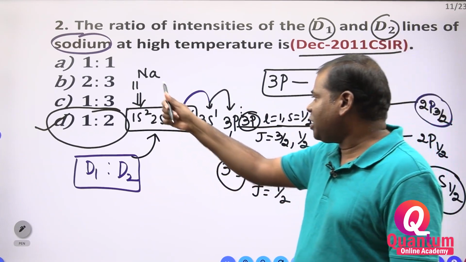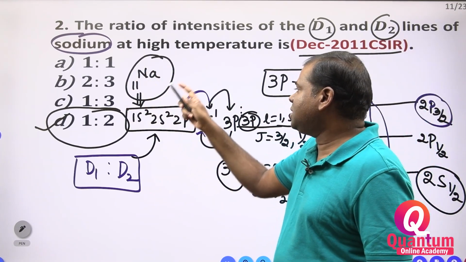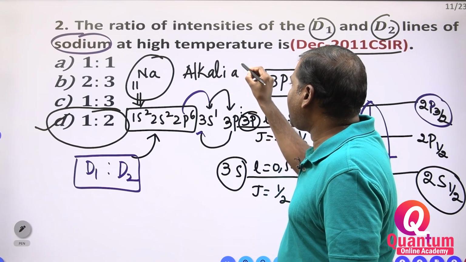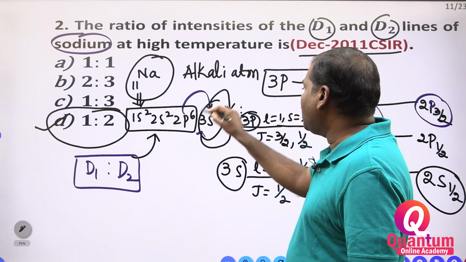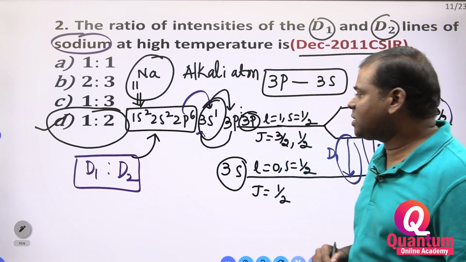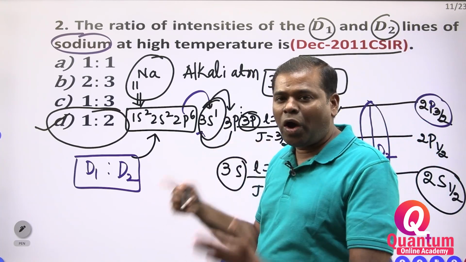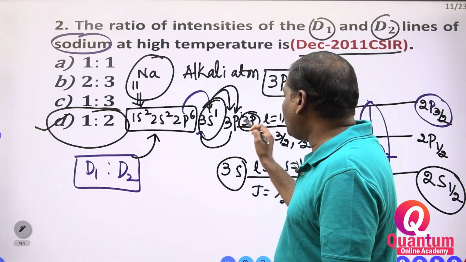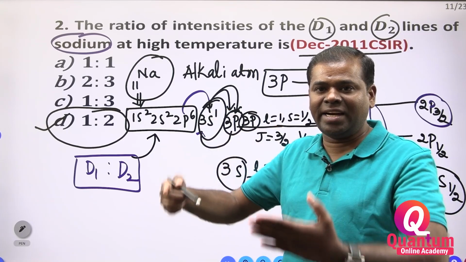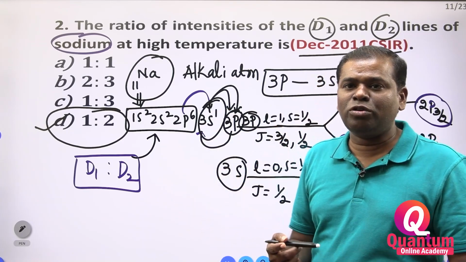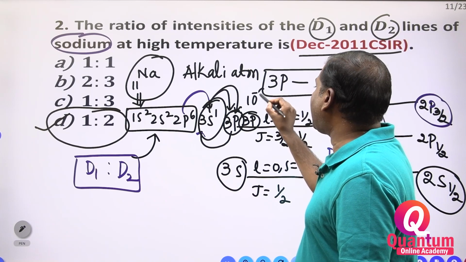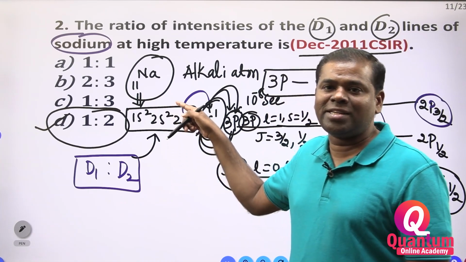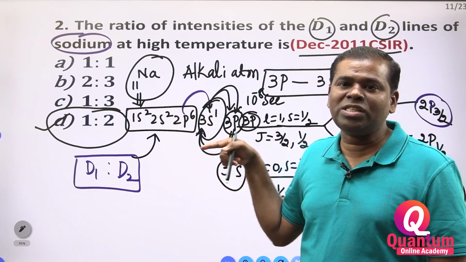How do we explain this? First, take the sodium atom. This is an alkali atom, because in the last orbit there is 1 electron. Suppose you give it energy: this electron will go to the 3p state, the next state. But it stays only briefly; within 10 to the power of minus 8 seconds, the 3p electron comes back to 3s. At that time there is a transition.